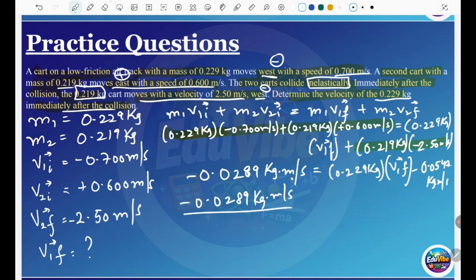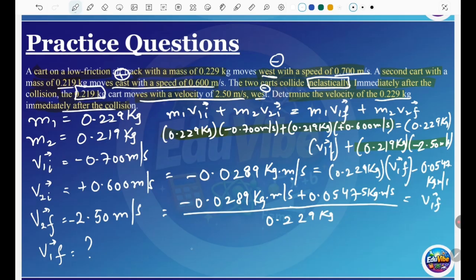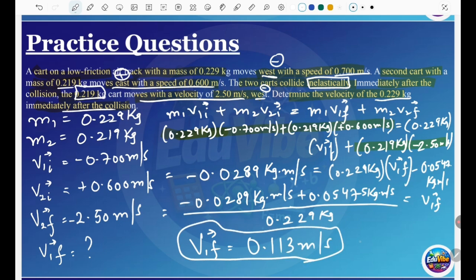When you take this over there, this stays over there, this goes over there, and you do positive of this, which is 0.05475 divided by 0.229 kg, and this is equal to V1F now. So V1F is equal to about 0.113 meter per second. This is in the east direction because this is positive.